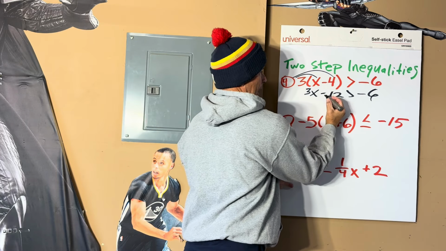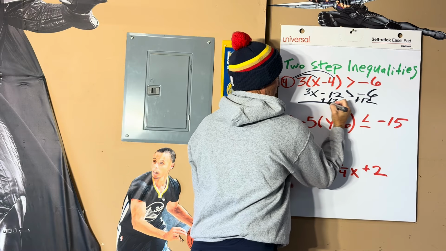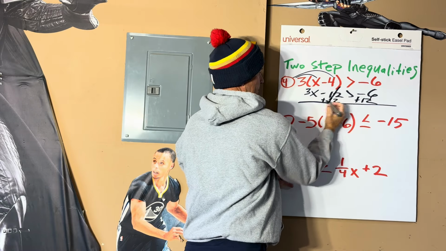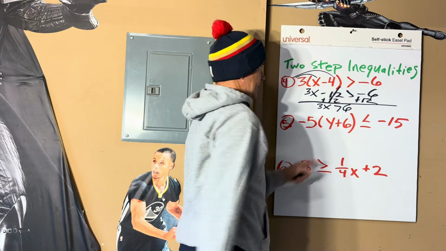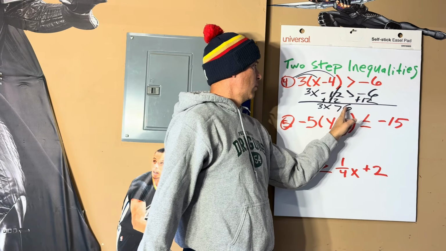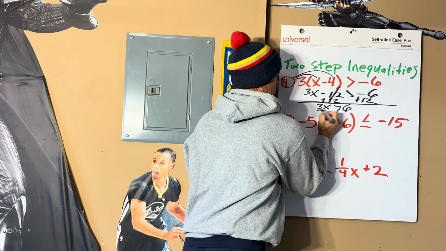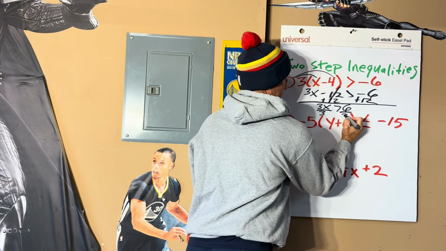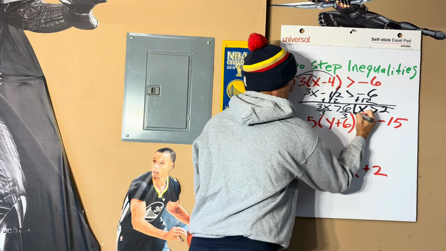So, add 12, draw your line. Boop. 3x is greater than 6. -6 plus 12 is 6, okay? Now, we do what we've been doing. We divide by 3. X is greater than 2.